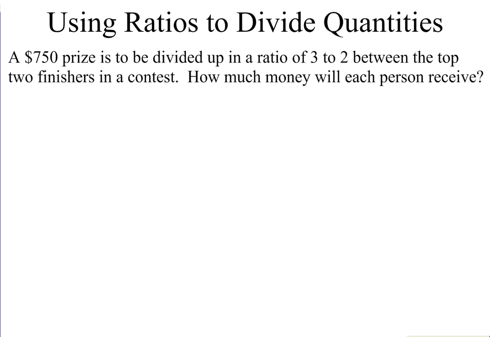Okay, using ratios here to divide quantities. We have a $750 prize that is to be divided up in a ratio of 3 to 2 between the top 2 finishers in a contest. How much money will each person receive? So what we're looking for is in this sentence right here: how much money will each person receive? That's what we don't know. In place of something we don't know is when we use a variable. Okay, so let's let x be our variable.